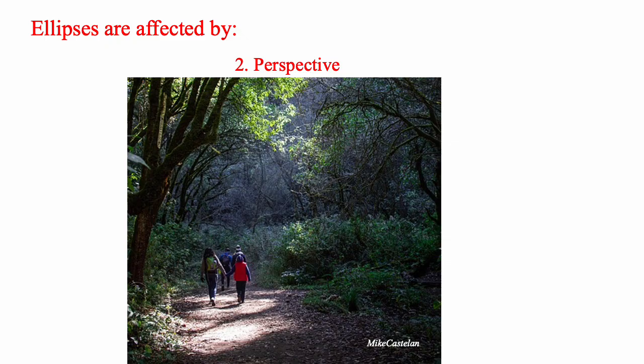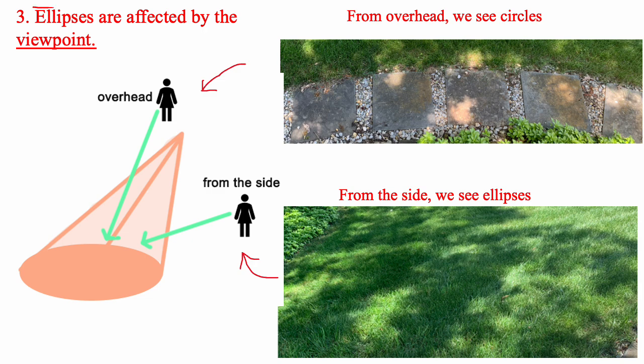Perspective causes ellipses to get smaller and thinner with distance. The third factor affecting ellipses is the viewpoint. When I look down at a spot of light, my line of sight is nearly parallel to the axis of the cone, and in this position, the ellipses look nearly circular. When standing on the ground looking at the spots from the side, they look more elliptical.